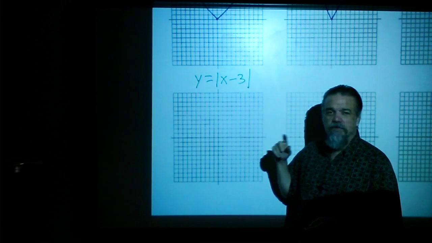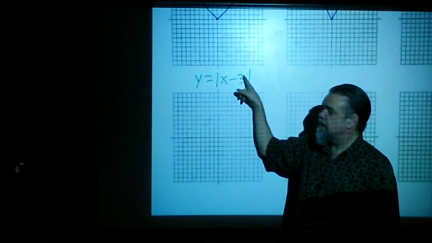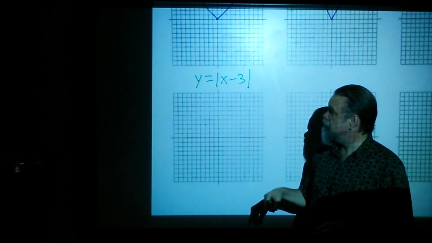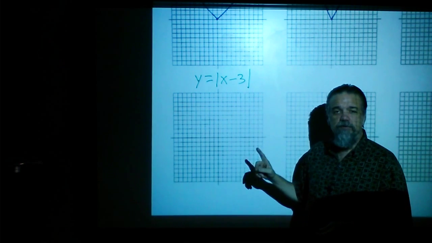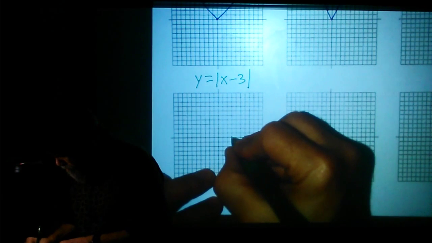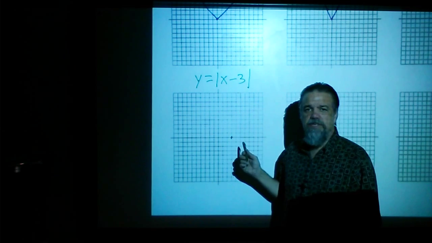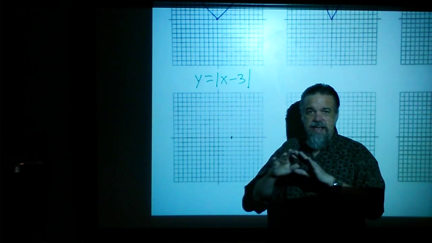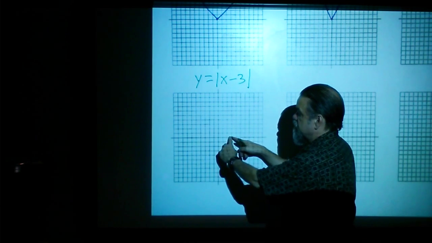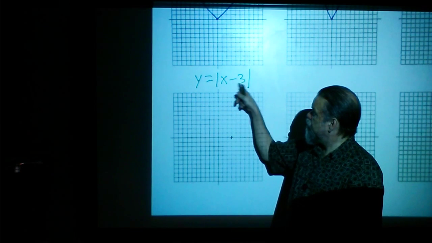So when would y be 0? Well, y would be 0 when whatever's inside of here would be 0. And if x minus 3 is 0, that means x would be 3. So when x is 3, y is 0, and I'm going to plot that point, 3, 0. At every other time, y is going to be positive, which means my graph is going to go up like this. And as a matter of fact, when x is 4, y is going to be 1.